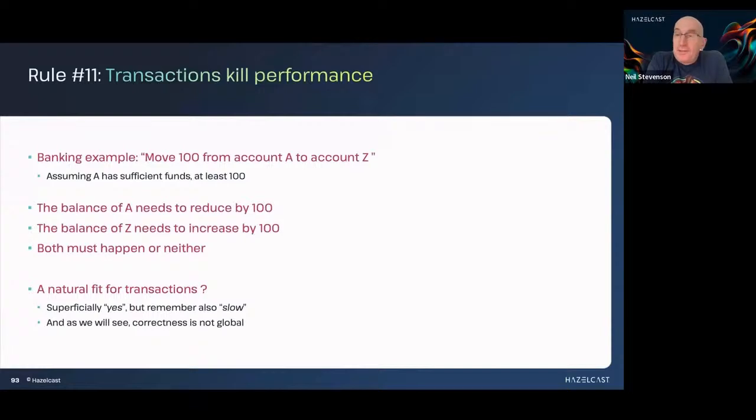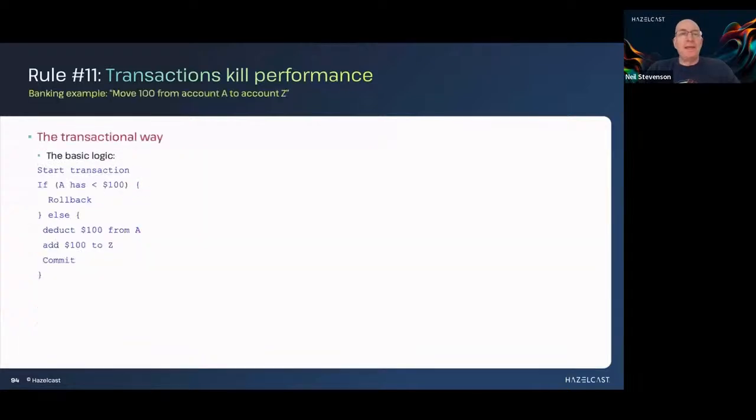But it's slow and correctness is actually suspect. And that's the part where you think, hang on, no, surely that's what transactions do. So this would be your business logic. You'd start a transaction, assuming A's got enough funds, you'd reduce the balance of A, increase the balance of Z, and commit the transaction, and the system sorts it out. And that's fine.